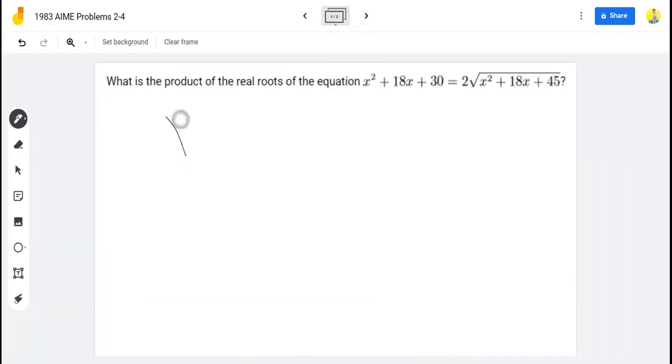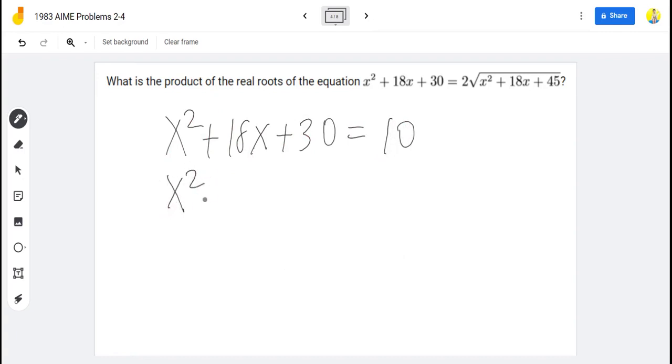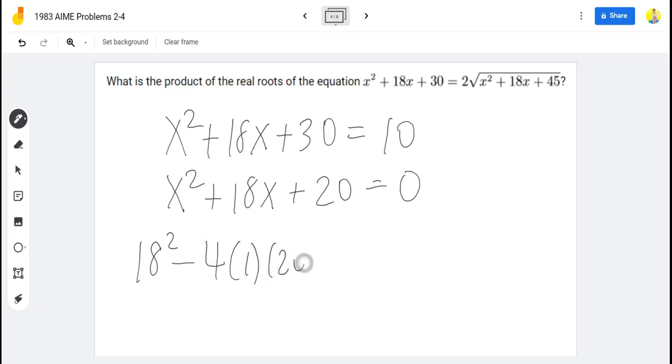And we know that x squared plus 18x plus 30 equals 10. And now, subtracting 10 on both sides, we get that x squared plus 18x plus 20 equals 0. And you're asking for the real roots, so we need to check that both of these roots are real. And the discriminant is positive, meaning that both roots are real. B squared minus 4ac is greater than or equal to 0. And the product of the roots is c over a, which is 20 over 1, which is just 20. So 20 is our final answer.